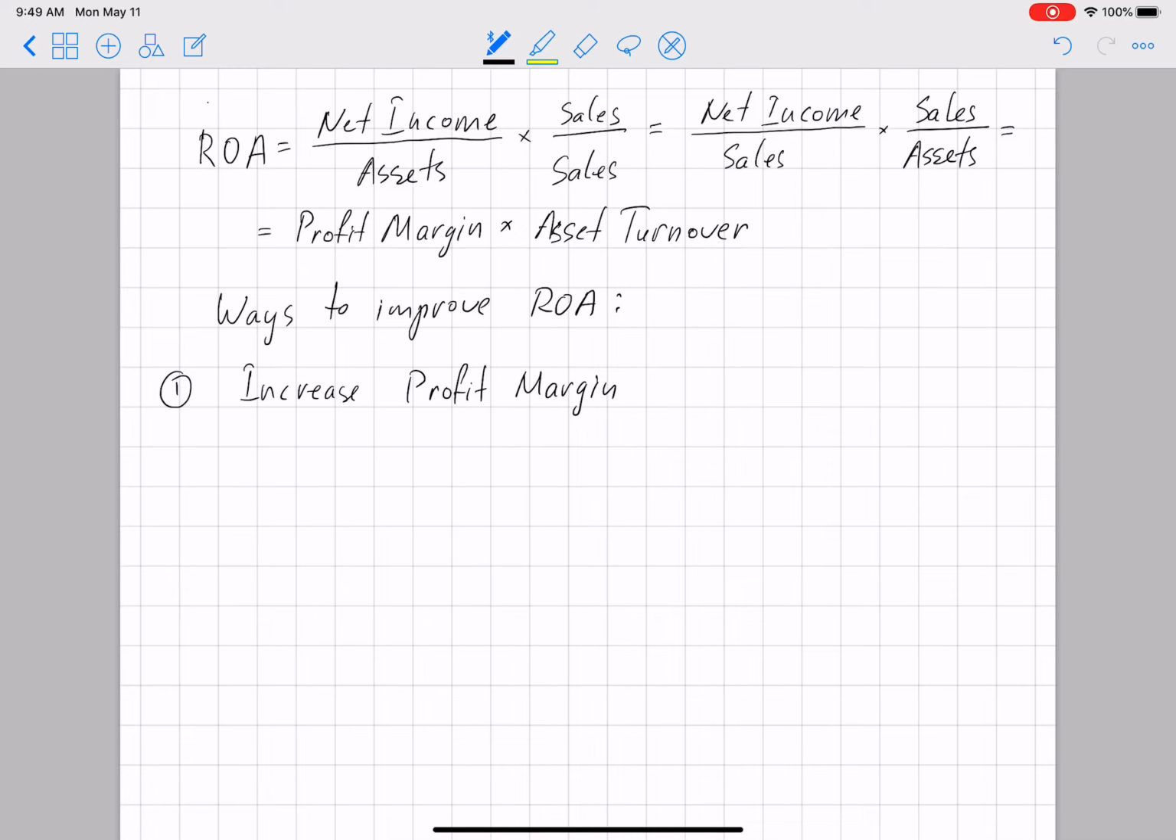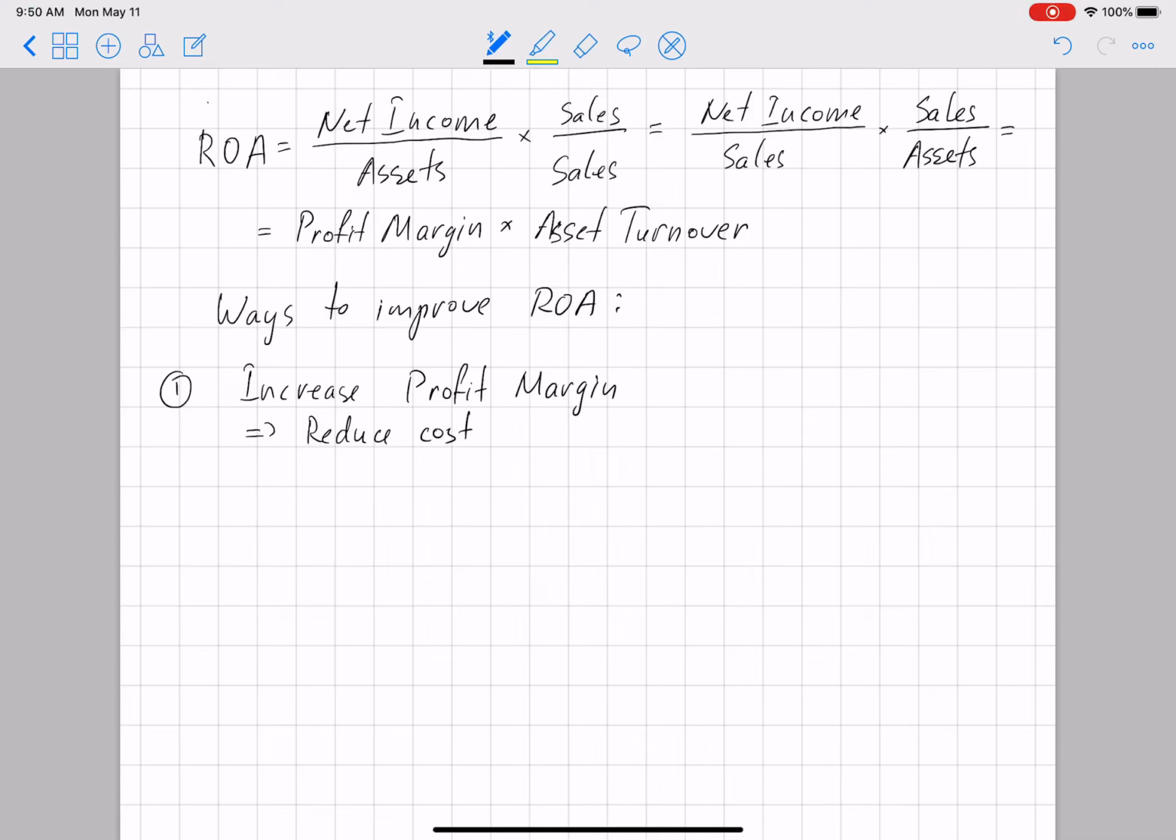So when we say increase profit margin, most of the time we mean reduce your cost. So that's a much better way to improve your profit margin, and most companies try to do it that way.